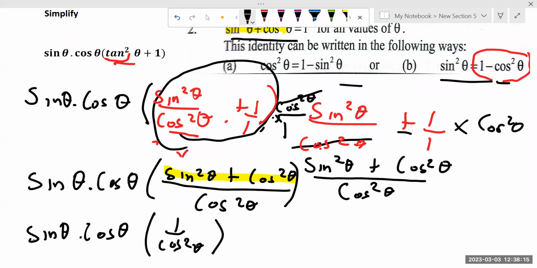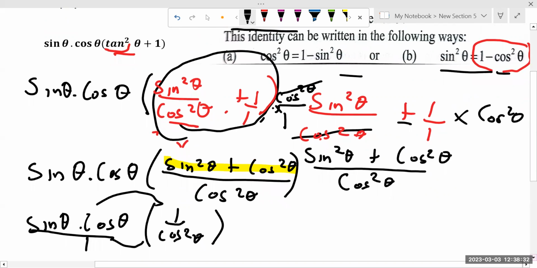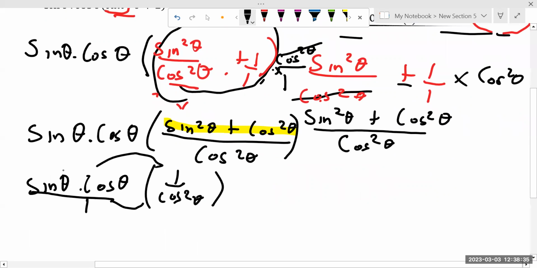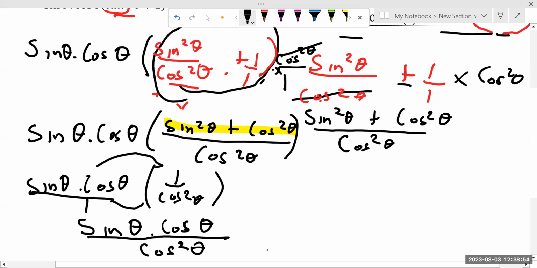Now, if they didn't write anything on the denominator, it means there's the 1. Guys, we shouldn't confuse adding fractions and multiplying fractions. When you add fractions, you get an LCD. When you multiply fractions, it works this way: numerator multiplied by the numerator, denominator multiplied by the denominator. If you do that here, you're going to get 1 multiplied by sine theta multiplied by cos theta, which gives you the sine of theta multiplied by the cos of theta, all over the cos squared of theta.